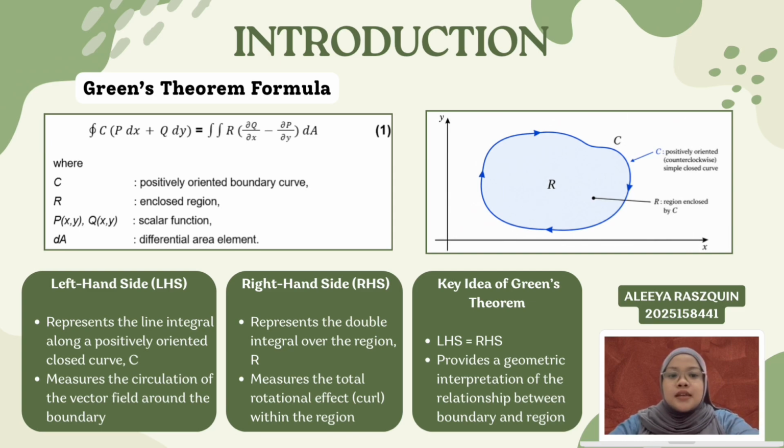Green's Theorem states that both sides are mathematically equivalent, and as illustrated in figure 1, the circulation measured along the boundary curve is equal to the total curl accumulated over the enclosed region, providing a geometric interpretation of the theorem.